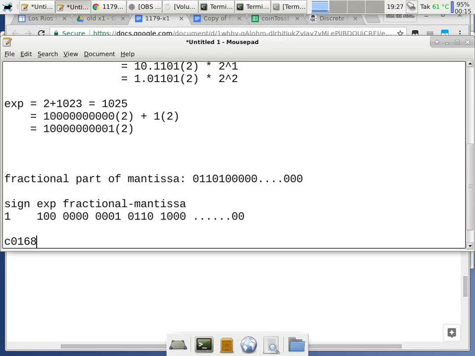So how many zeros do we need to pad this whole thing? 1 hexadecimal digit specifies 4 bits. And we know this entire thing is 64 bits wide. So how many hexadecimal digits do we need altogether? 64 divided by 4 is 16, very good. So we need 16 digits.